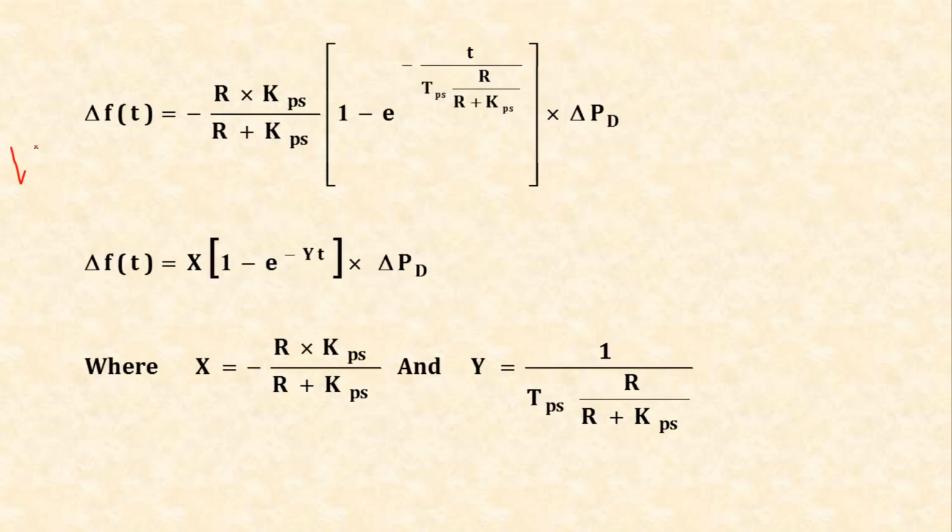So, I have written over here the same term, delta f of t is equal to minus of r into kps upon r plus kps, 1 minus e raised to minus t upon tps into r upon r plus kps, into delta pd. So, in an easy way I can write with this notation, delta f of t is equal to x in bracket 1 minus e raised to minus yt into delta pd, where x is equal to this term r into kps upon r plus kps.